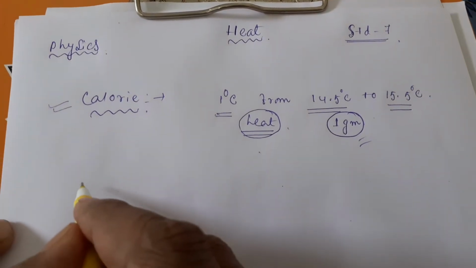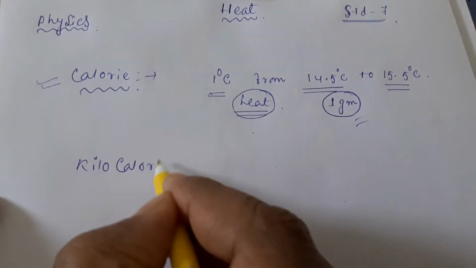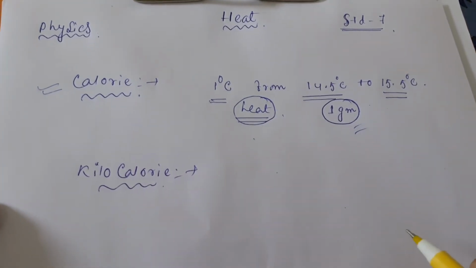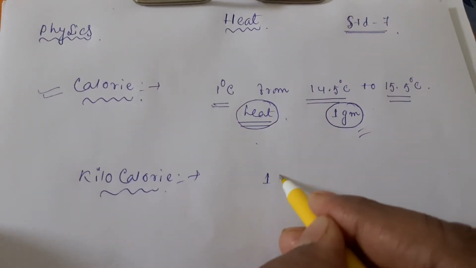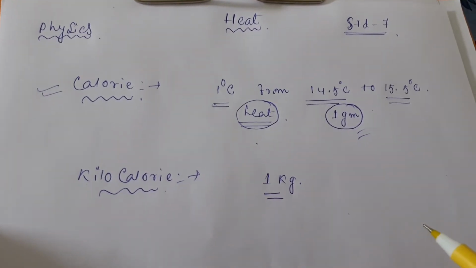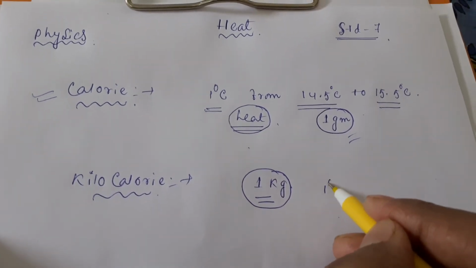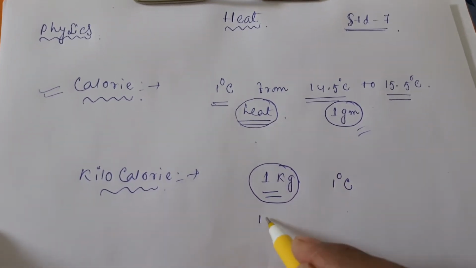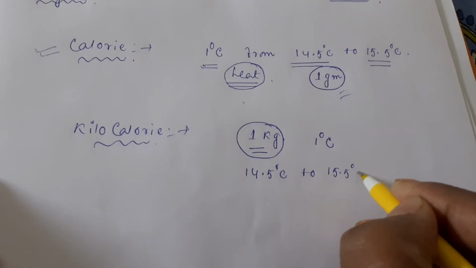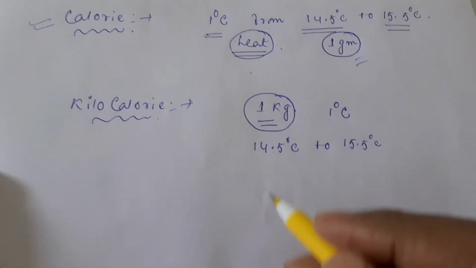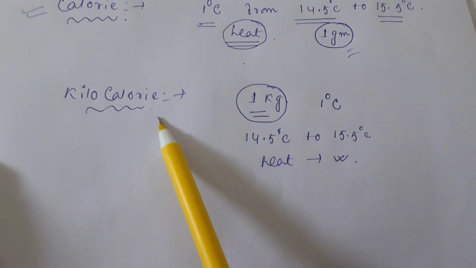Next type of unit is kilocalorie. It is just a bigger unit than that 1 calorie. Here in this case, everything will remain the same, but only one change is there. We will discuss for 1 kilogram of water. For 1 kilogram of water, if you want to raise the temperature by 1 degree centigrade from 14.5 degree to 15.5 degree centigrade, you can see the difference is 1 degree here, the amount of heat required is known as 1 kilocalorie of heat.